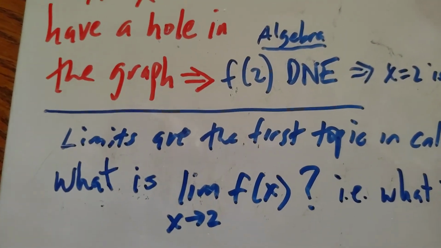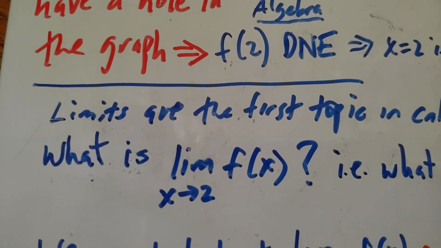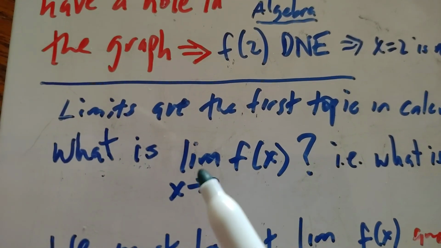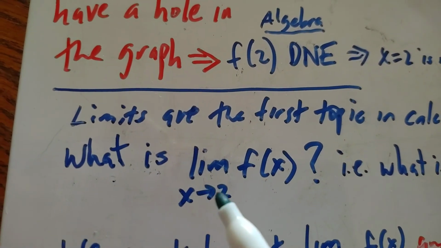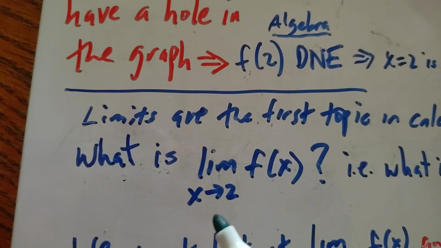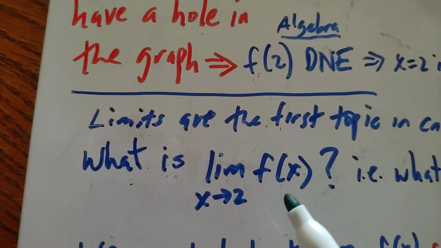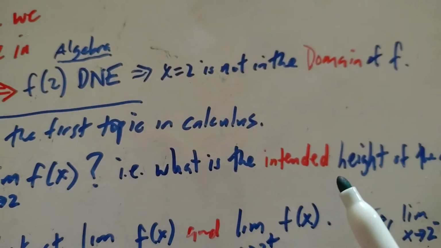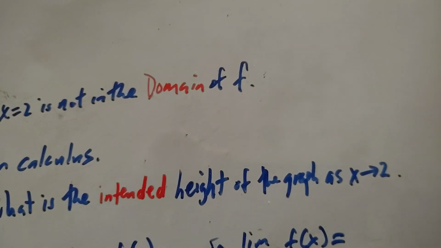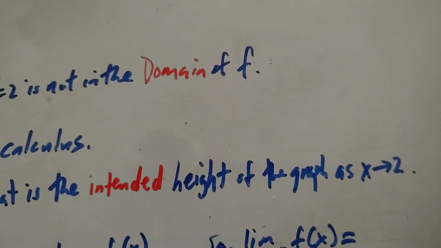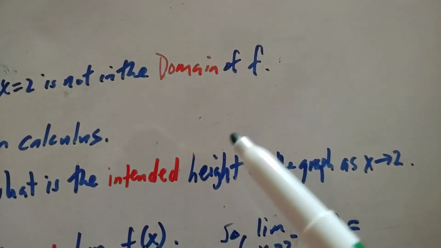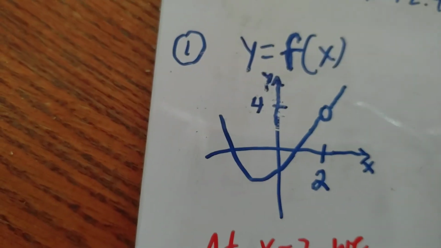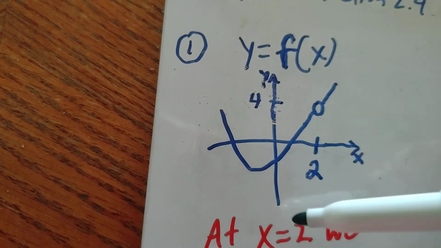So even though f of 2 does not exist, what is the limit as x approaches 2 of f of x? This is the notation. The arrow means approaches. What is the limit as x approaches 2 of our function of x? In other words, what is the intended height of the graph as x approaches 2? So limits talk about intended heights of the graph, and height means the y-coordinate. Notice that when you look at this graph, the y is vertical, so these are the heights.